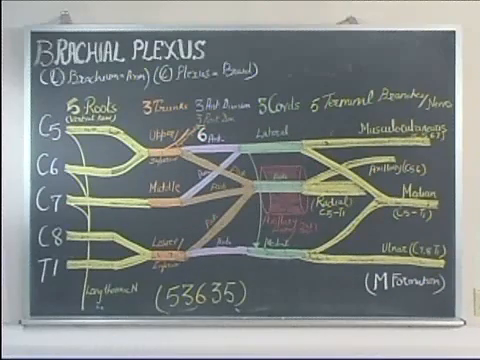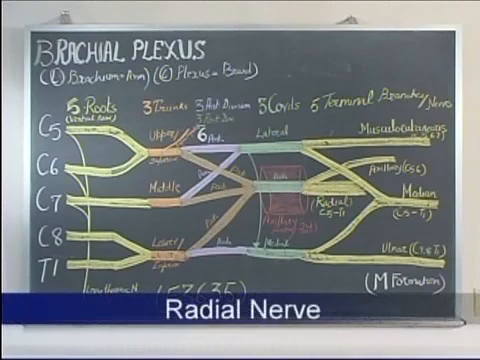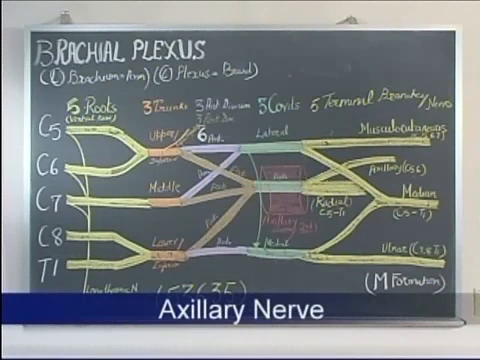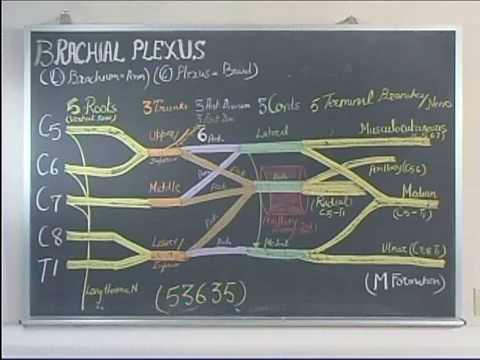From the posterior cord, we get the formation of two major nerves. The biggest nerve is the radial nerve, the nerve of the extensor compartment, and the fibers originate from all the levels from C5 to T1. The axillary nerve is the smaller branch from the posterior cord and contains the fibers from C5 and 6.